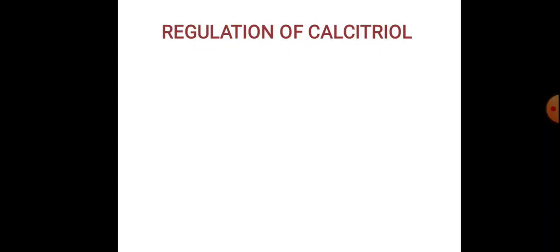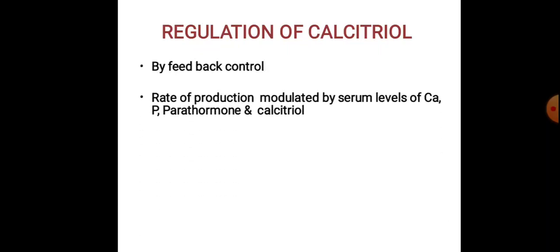So how is it regulated? Regulation of calcitriol is by feedback control, and the rate of production is modulated by the serum levels of calcium, phosphorus, parathyroid hormone, and calcitriol.